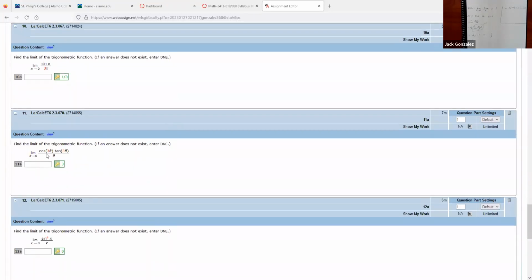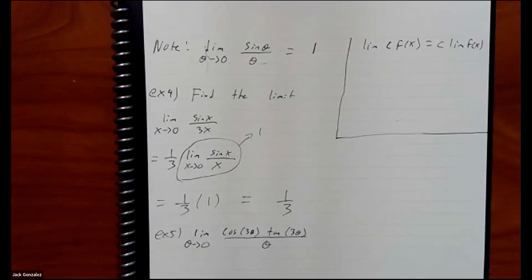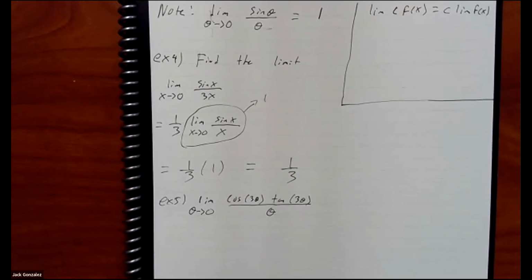Number 11 looks more weird. Let's do that one. The limit of cosine 3 theta times tangent of 3 theta over theta, as theta approaches 0, what is that going to be? So you're going to use your trig identities to help you out because I need to make it look like this.